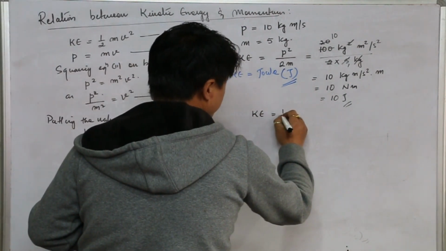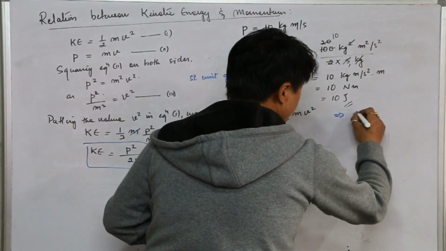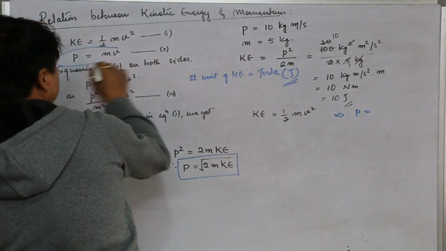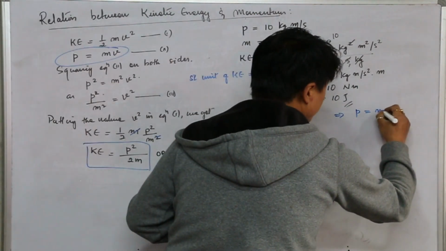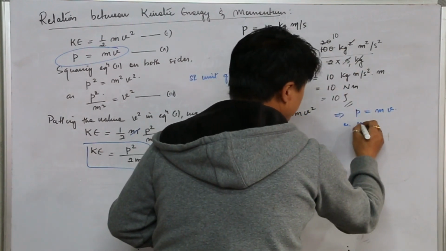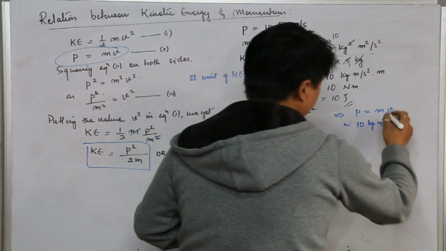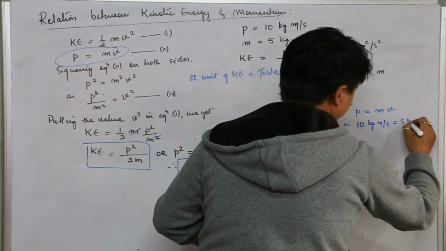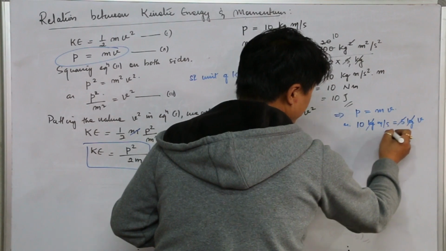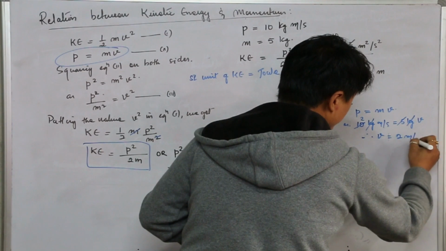Kinetic energy is equal to half mv square, where v is the velocity. So we know that momentum is equal to mv. Here momentum is given as 10 kg meter per second and mass is given as 5 kg, and velocity is v. If you cancel kg, 5 will cancel 10 two times, therefore v is equal to 2 meter per second.